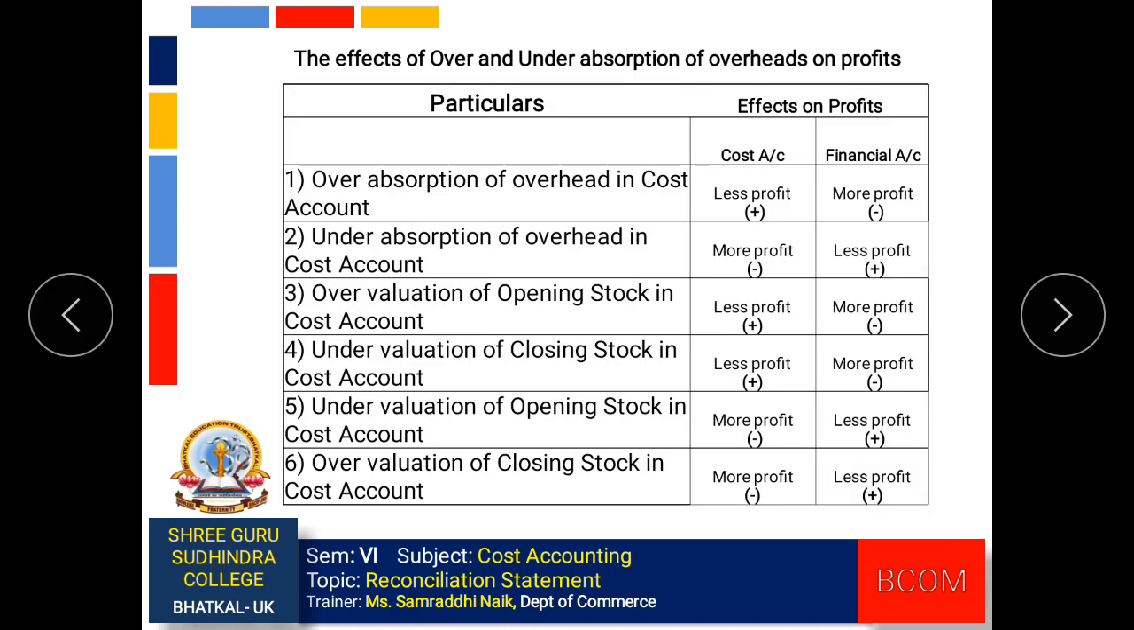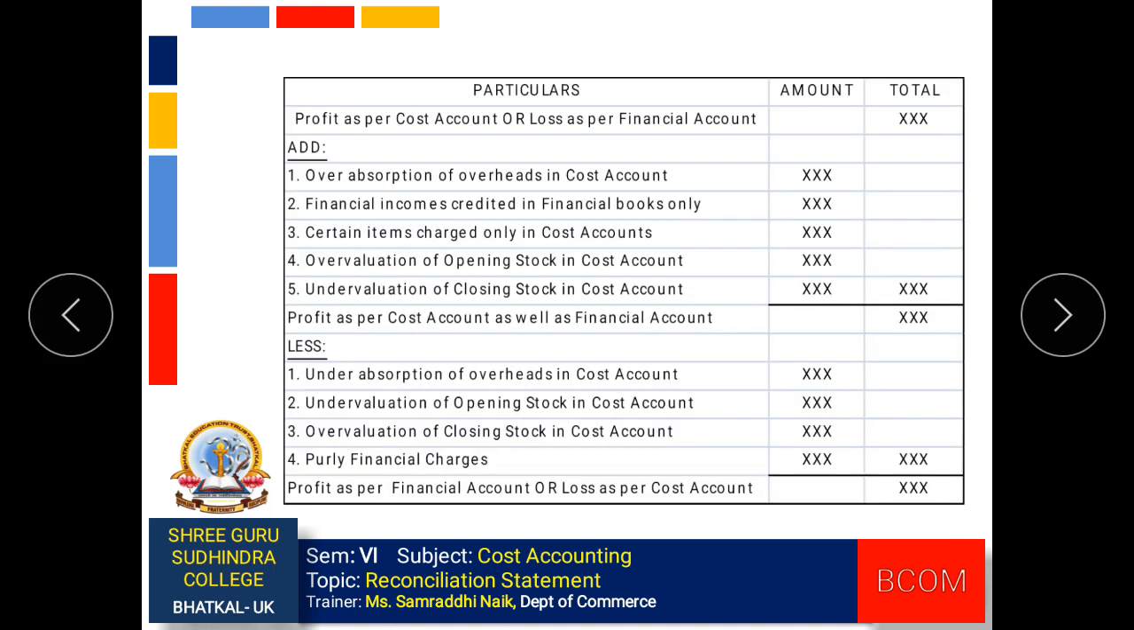Fourth one, purely financial charges. Here the financial expenses are recorded only in financial account and not in cost account. As expenses are not recorded in cost account, profit increases. To overcome this, we deduct purely financial charges. Then we get profit as per financial account or loss as per cost account.